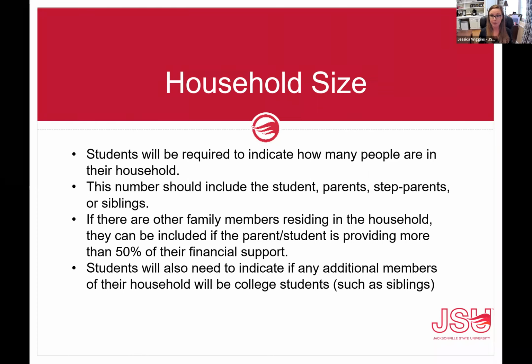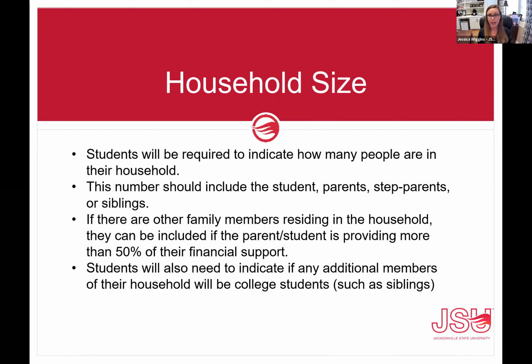It does include any step parents and step siblings or a step parent. So all of those people need to be listed if they are residing in the household and their financial support is being provided for by the parents. Then they need to be included in the household number. Again, you'll see there just the caveat that if, let's say, there was a grandparent residing in the household, and the parent is providing at least 50% of the financial support for that grandparent, then they can be included as part of that total household size. So in the example I just gave, the student has the student, a sibling, two parents, and their grandparent residing in the household, so their total household size would be 5.